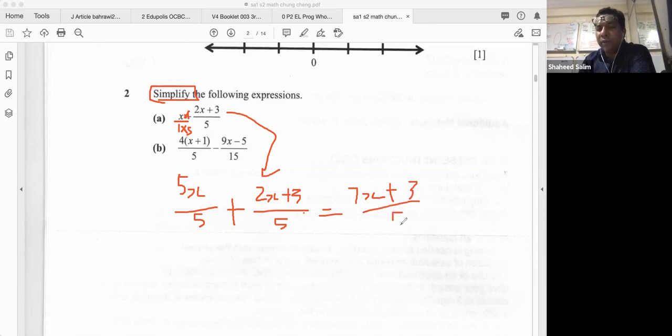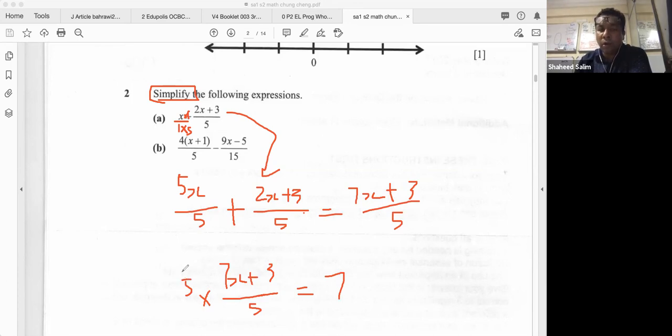Can we divide by 5 here? Cannot, because there's no equation. Equation means, if let's say I have, for example, 7x plus 3 over 5 is equal to 7, let's say, then I can get rid of it by times 5 on both sides. Can. But we cannot do this because this is not an equation.